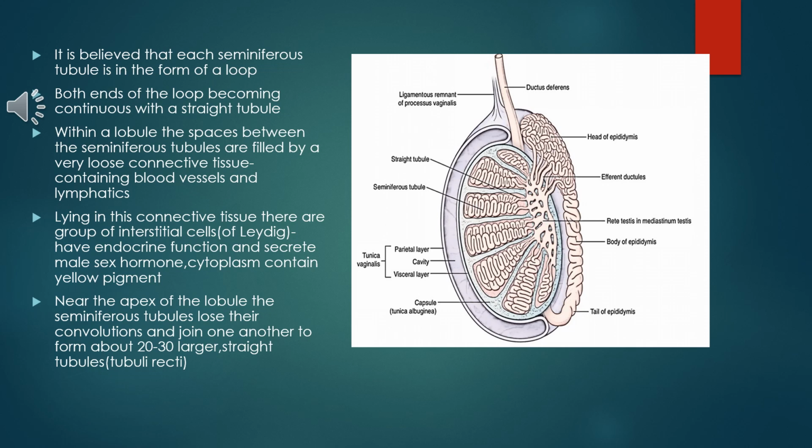and lymphatic tissue. In this connective tissue, there are groups of interstitial cells, or interstitial cells of Leydig, which have an endocrine function, producing the male sex hormone, and they contain yellow pigment. The cytoplasm of the interstitial cell contains yellow pigment. So near the apex, the seminiferous tubules lose their convolution, join one another and form about 20 to 30 large straight tubules known as tubuli recti.